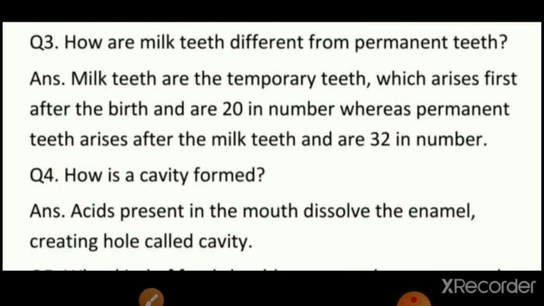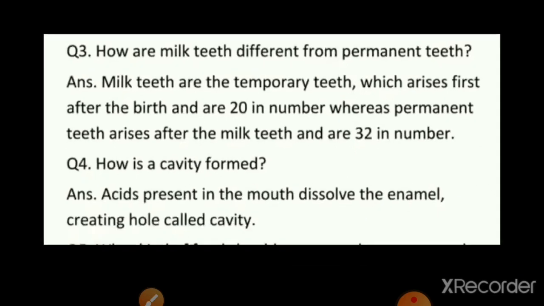Now fourth question, how is a cavity formed? Acid present in the mouth dissolves the enamel, creating a hole called a cavity. So this is the way in which a cavity is formed in our mouth. Now next question, fifth.